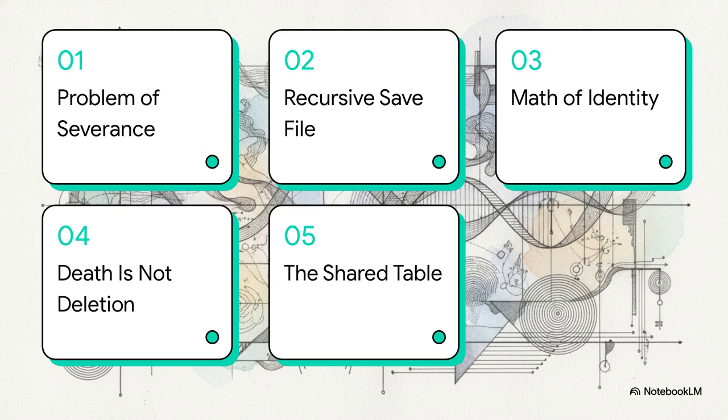So here's how we're going to tackle this today. First, we'll look at the problem of severance. Then we'll talk about how you are essentially a recursive save file, dive into the actual math of identity, prove why death is not deletion, and finally bring it all together at the shared table.